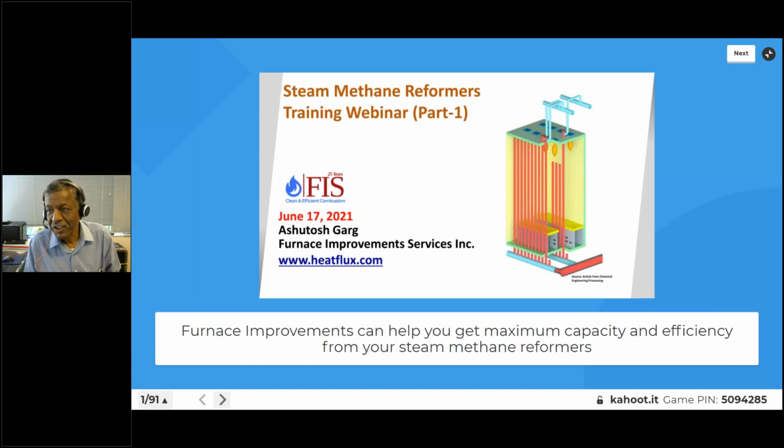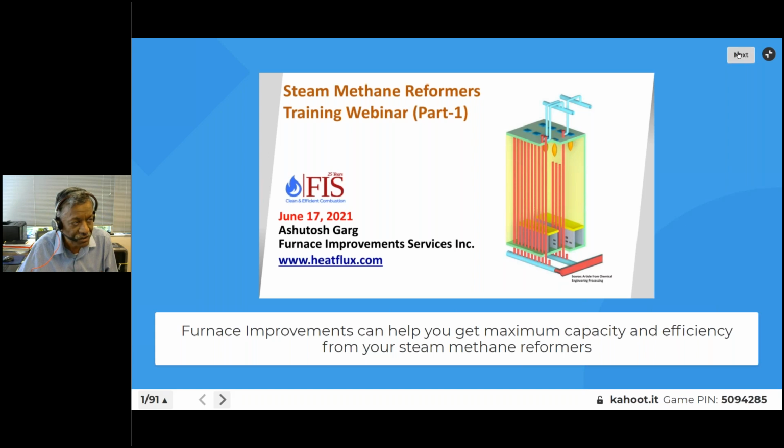So we are going to be talking about the Steam Methane Reformer Furnace. It's a very unique heater. It's the only heater, or one of the very few heaters, which has catalyst filled inside the tubes, and those catalyst tubes are surrounded by flames all around. It's a very special heater. We are going to be focusing on this heater today. So let's get you started.